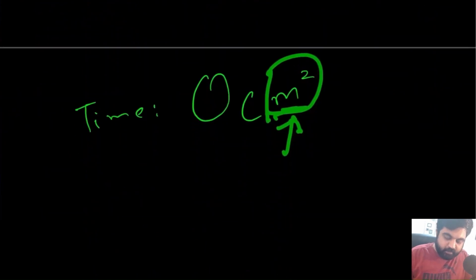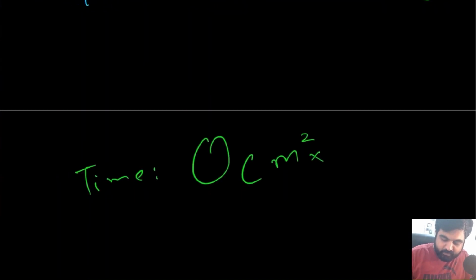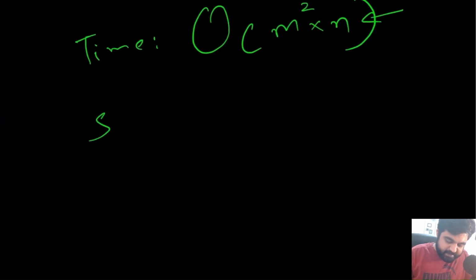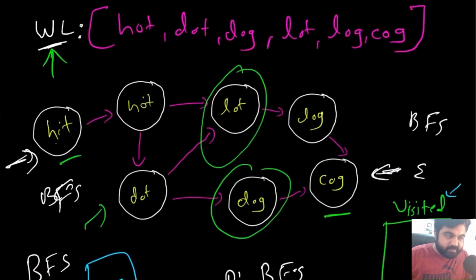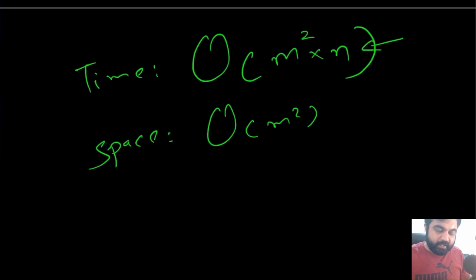So it takes big O of m square time, and for every single character there can be one possibility that we need to iterate, because we know the starting and ending point. So basically it's going to be m square times n in terms of time complexity, where n is the total number of words given. And if we see space complexity, we are anyway storing this graph-like structure, and that is going to give us big O of m square space, so we also need to take care of that.